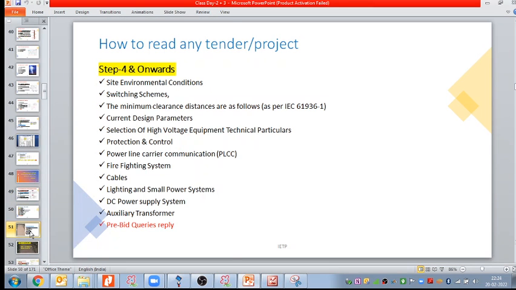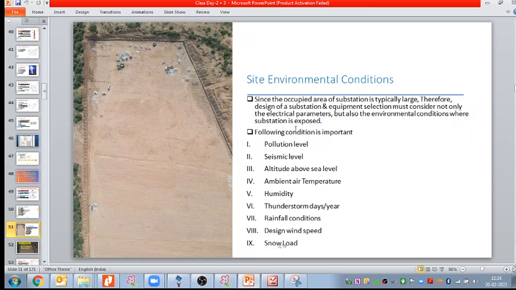I think I have some slide here also. Since the occupied area of a substation is typically large, the design of a substation and equipment selection must consider not only the electrical parameters but also the environmental conditions to which the substation is exposed. The following conditions are important: the pollution level, seismic level, altitude above sea level, mean sea level, ambient air temperature, humidity, thunderstorm days per year, rainfall, designed wind speed, snow load. These all parameters we have to read out. We have to see. So this is my installation site picture that I have taken.